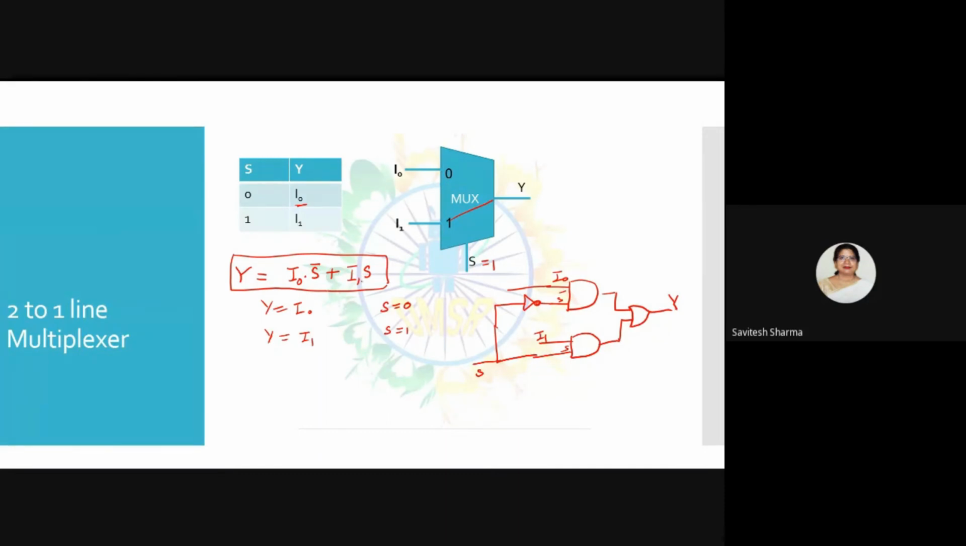Okay, so I0, I1 will travel here. So this is the 2:1 multiplexer. You get my point? Everyone understand?